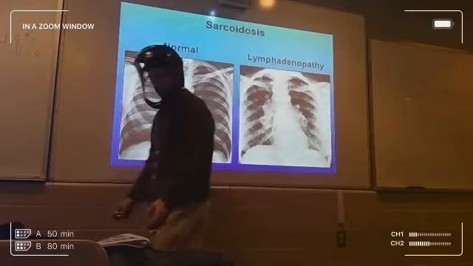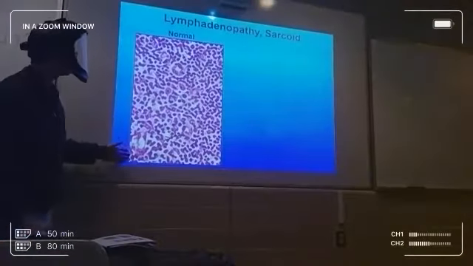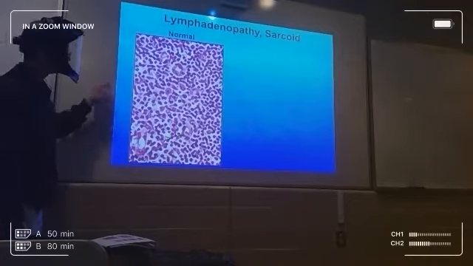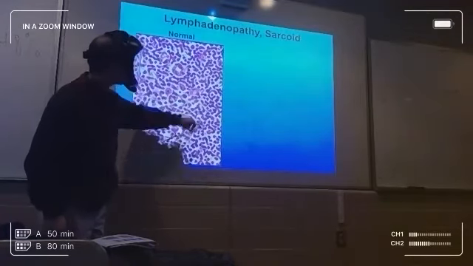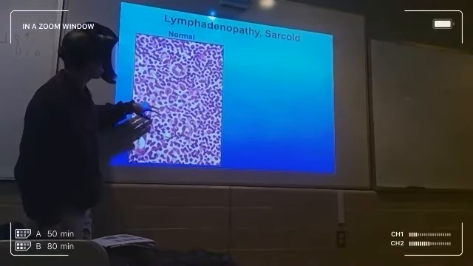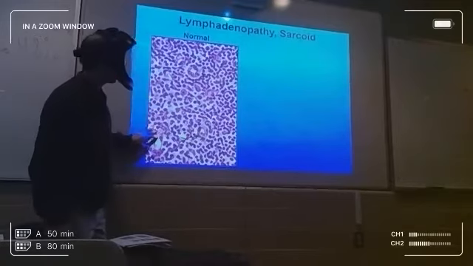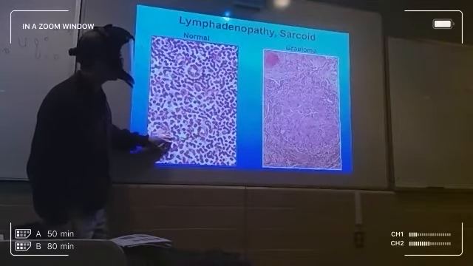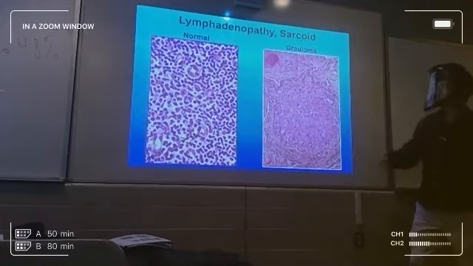Okay, let's take a look at this granulomatous inflammation in the lymph nodes. Let's first take a look at a normal lymph node. Here's a normal lymph node. There's a diverse population of white blood cells here, lymphocytes, macrophages, blood vessels. Okay, if that's normal, here is what granulomatous inflammation looks like in the lymph nodes of someone with sarcoid.